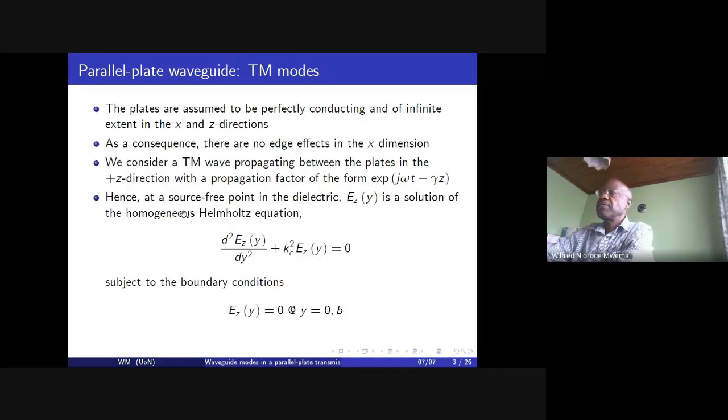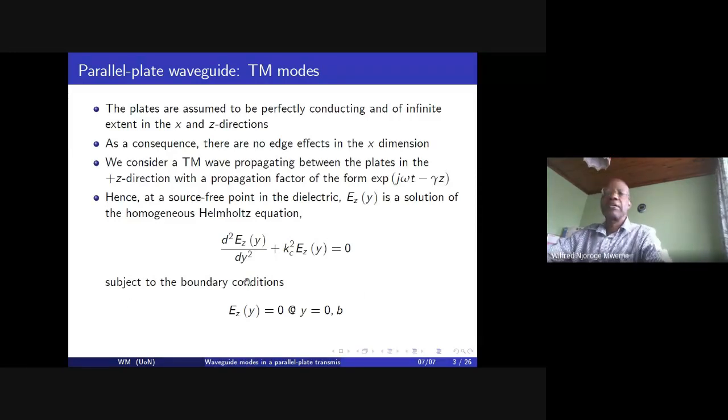So at a source-free point in the dielectric, the axial component of the electric field intensity will be a solution of the homogeneous Helmholtz equation, which is given by the second derivative of Ez with respect to y plus kc squared Ez of y equal to 0, where kc, remember, is equal to gamma squared plus the k squared that we've been dealing with.